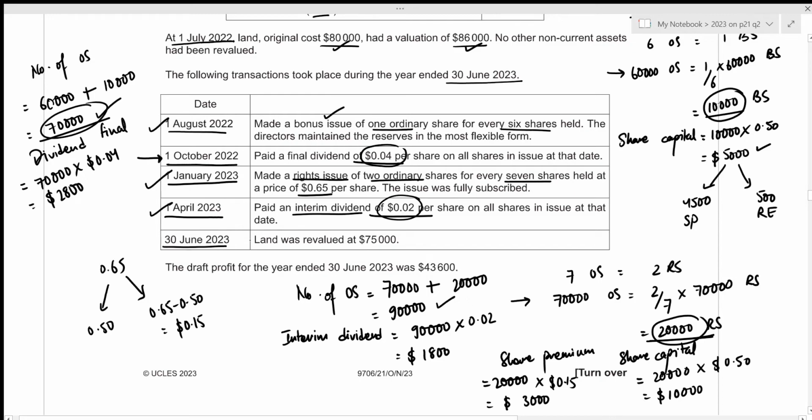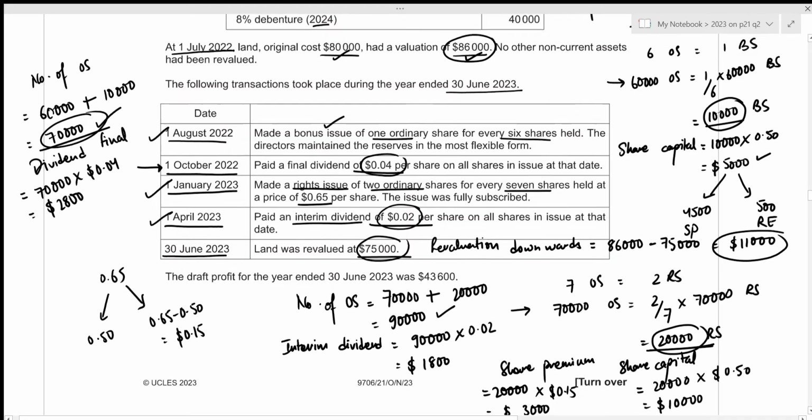Then at the date of 30 June 2023, land was revalued at 75,000. So previously we valued it at 86,000. Now it has a value of 75,000, which means that there is a revaluation downwards. And the revaluation downwards is 86,000 minus 75,000, which results in 11,000. And since this is a revaluation downwards, we need to subtract the 11,000 from our revaluation reserve.